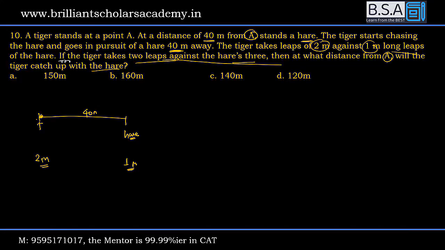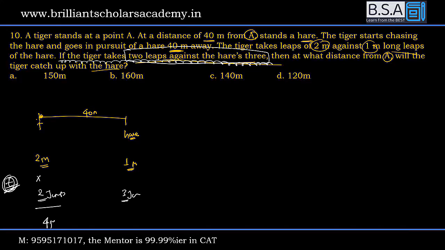If the tiger takes 2 leaps against the hare's 3, that basically means in the amount of time this one takes 2 jumps, this one will take 3 jumps. Leap means jump. So pay attention to the time frame. I do not know whether it is 1 minute, 2 minutes, 1 second, 2 seconds. I do not know that. But in the same time, the jumps are 2 and the jumps are 3. One jump is 2 meters long.